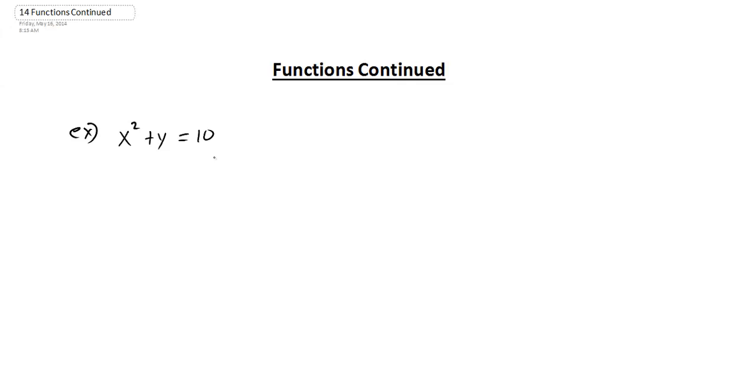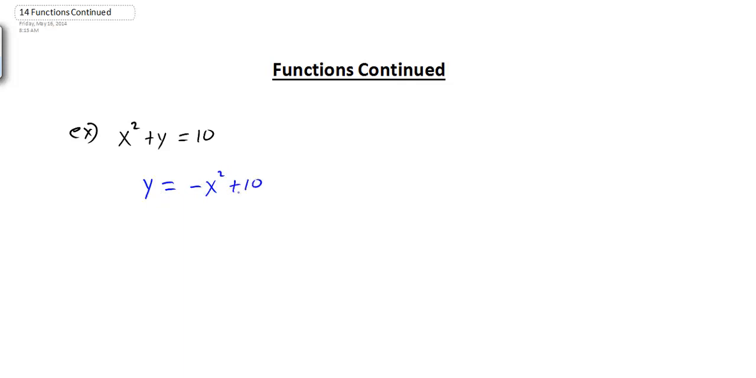In other words, does it meet all of those characteristics we talked about before? One of the main ones we want to look at is, do we have repeated x values? In other words, do we have an x value that is paired with two different y values? The easiest way to determine this is to solve your equation for y.